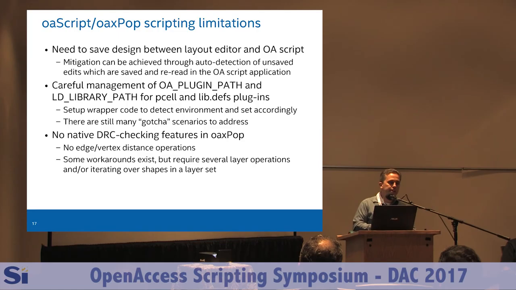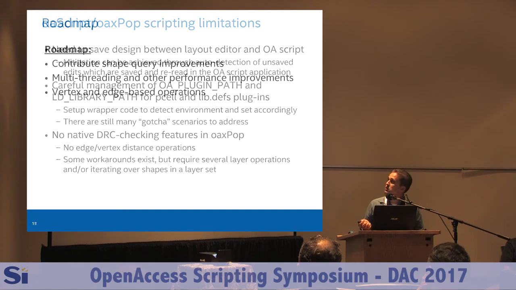There are no native DRC checks within oaxPop, so a lot of times when we want to perform some kind of check on shapes, that's not in there by default. Of course, you can build your own relatively easily, but it would be nice if that was part of it. There are also no edge, vertex, or point operations really exposed, so that's a limitation as well as far as oaxPop is concerned.